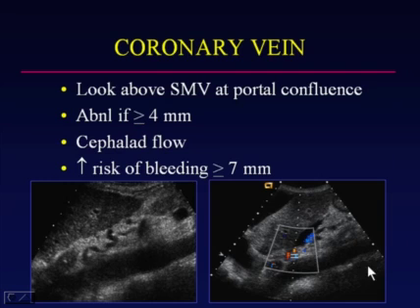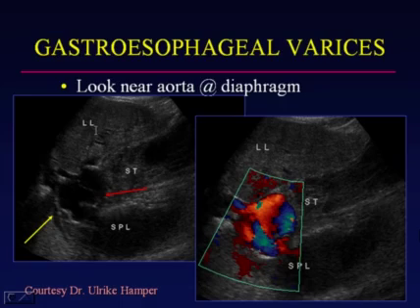So here is an example of a dilated and tortuous coronary vein. Now you can see the coronary vein in a normal patient, but it is abnormal if it's greater than 4 millimeters in diameter, or if you see flow heading towards the liver, here blue away from the transducer, so towards the diaphragm. So flow heading towards the head is abnormal. And if the diameter of that coronary vein exceeds 7 millimeters, there is substantial increased risk of variceal bleeding.